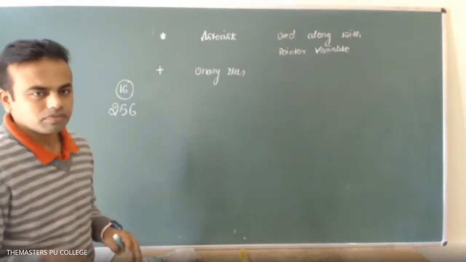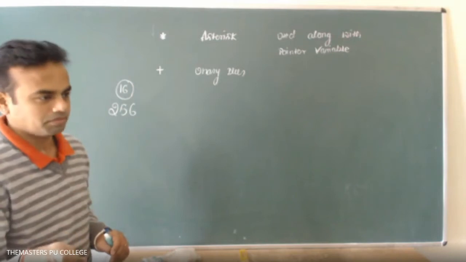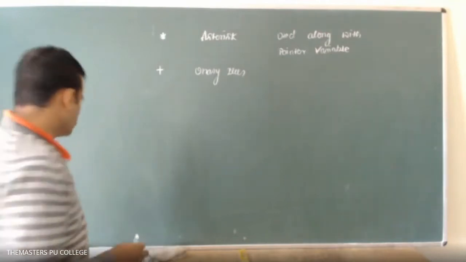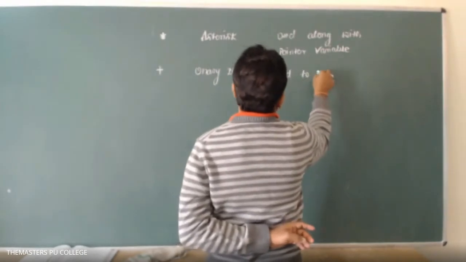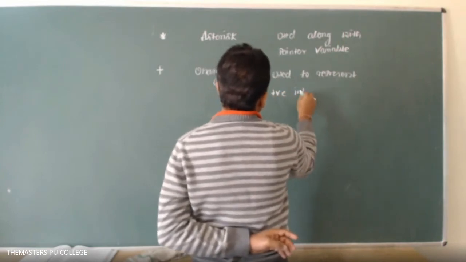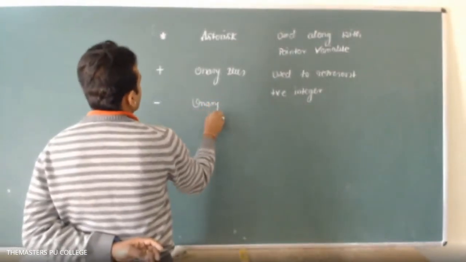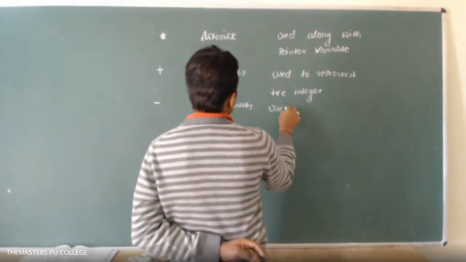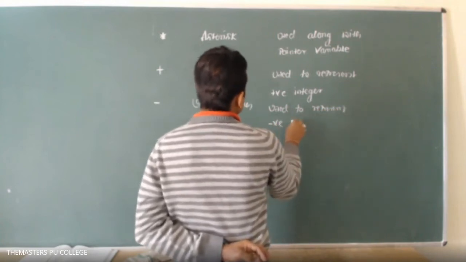Hash or ash. That is why I wrote ash sign. Right? Yes, sir. It's a symbol. Right, unary plus is used to represent a positive integer. Next, unary minus is used to represent a negative integer.